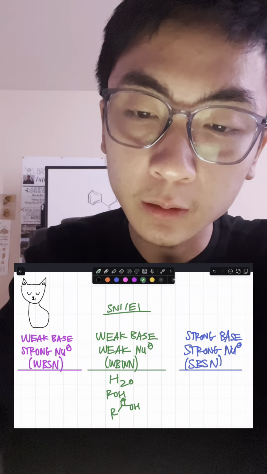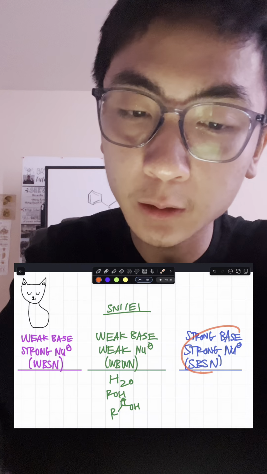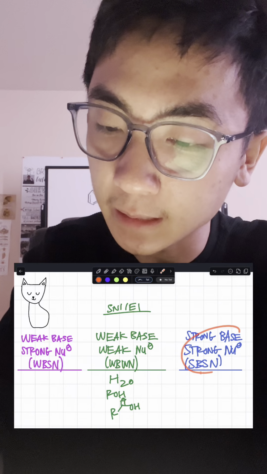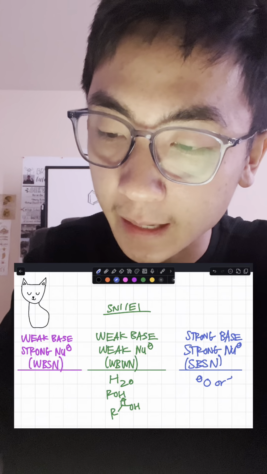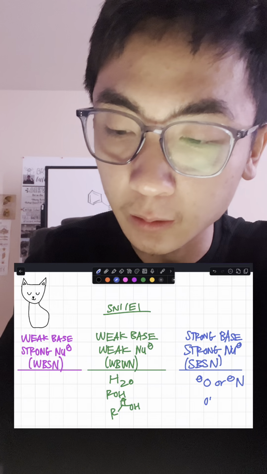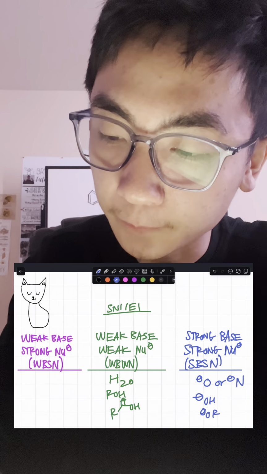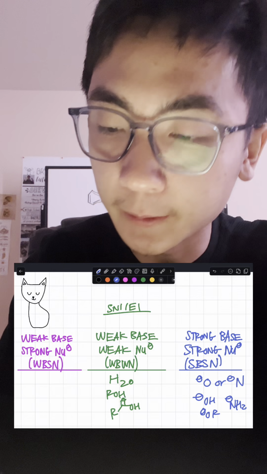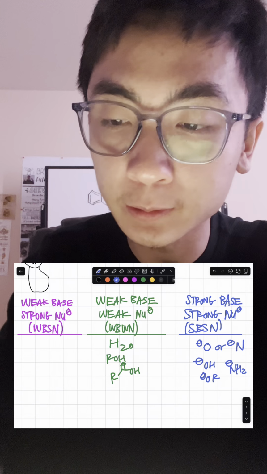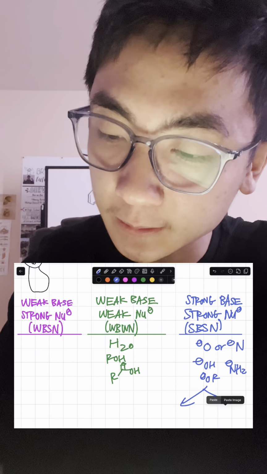So the next list is going to be strong base strong nucleophile, and a way that you can remember that is if you see a negative charge on an oxygen or a negative charge on a nitrogen, right? So some examples would be OH minus, OR minus, NH2 minus, and those would be strong bases strong nucleophiles. But there's two types, right?